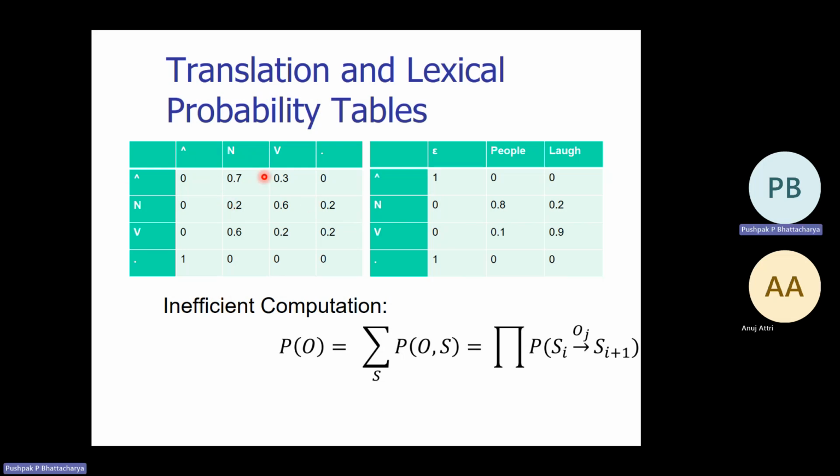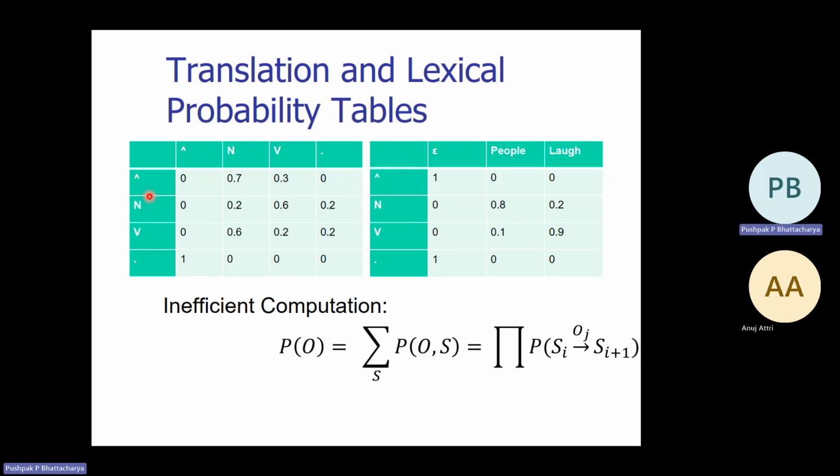We have the transition probability. So transition probability is saying, if we start in the beginning of the sentence, which is indicated by this hat symbol, the probability of remaining in the hat symbol is 0. Because then you're looking for the next word. What is the probability of a sentence starting with a noun? Let's say this is 70%. Large number of sentences in English start with a noun. So this is 0.7. What is the probability that the sentence starts with verb? 0.3. We assume that we have only nouns and verbs in the sentence.